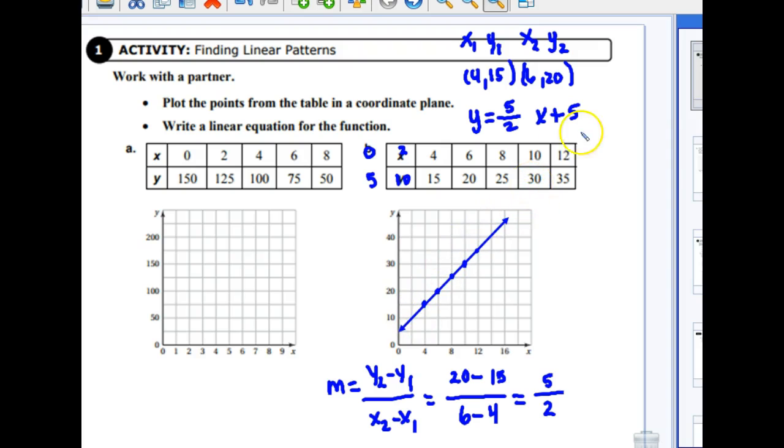Okay, so that's how you take this information and turn it into a linear equation. So the equation of this line is y equals 5 over 2x plus 5. When we start graphing, we're going to write the equation of the line on your graph. Okay?